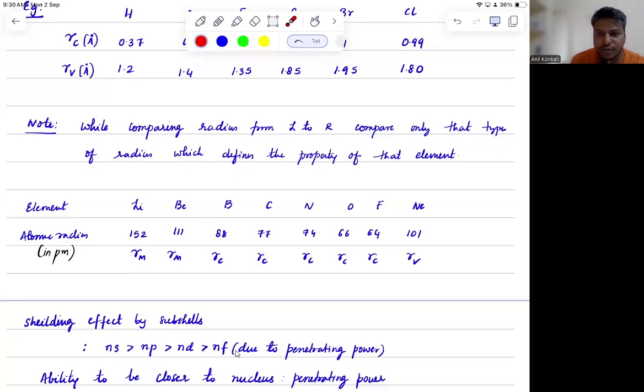Sir, in heterodiatomic in covalent radius, half of internuclear distance. One second.